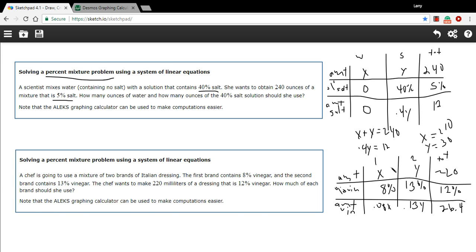So let's pull our equations off of this. The first one we can read off the top. It's X plus Y equals 220. So the amount of X and the amount of Y of each of the two salad dressings is 220 in the end, because that's how much we want to make. And the second equation we can pull off the bottom. So this is 0.08X, the amount of vinegar in that X dressing, plus the amount of vinegar in the Y dressing is going to add up to a total amount of vinegar in the final product of 26.4.